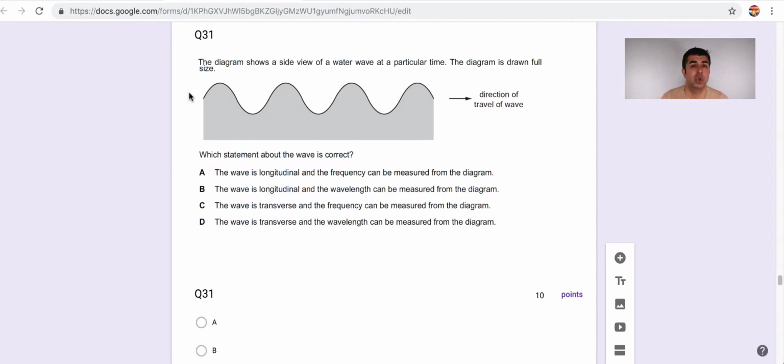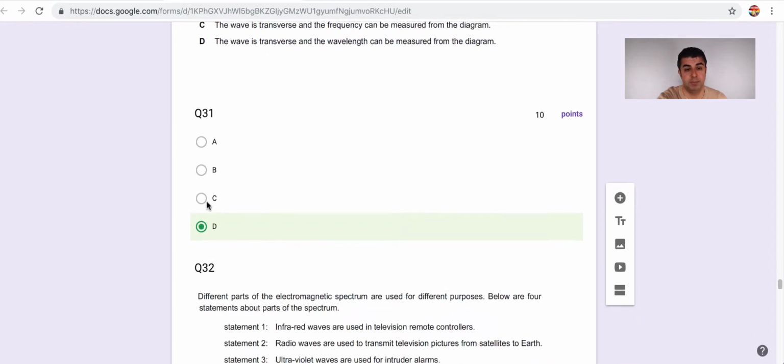No, this is a common misconception. The wave is certainly transverse, but the frequency cannot be measured from the diagram because frequency is the number of waves in 1 second. And there's nothing on this diagram that suggests these waves were drawn over a period of 1 second. What we can do is take the wavelength, but we certainly cannot take the frequency. Therefore, the answer is D and not C.